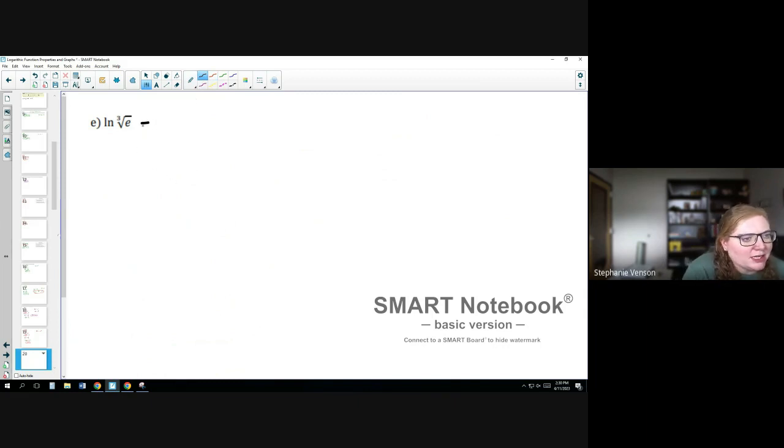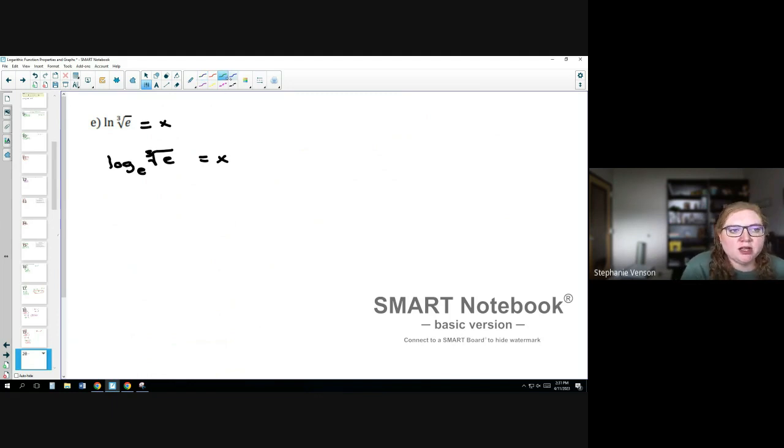Now, I am going to set it equal to x, but remember, it's hard to use your little circle trick to rewrite this logarithmic expression as an exponential expression when it's written as natural log instead of log base e, because you can't see your e or whatever your base. So I'm going to first rewrite this, instead of natural log, as log base e of the cubed root of e is equal to x.